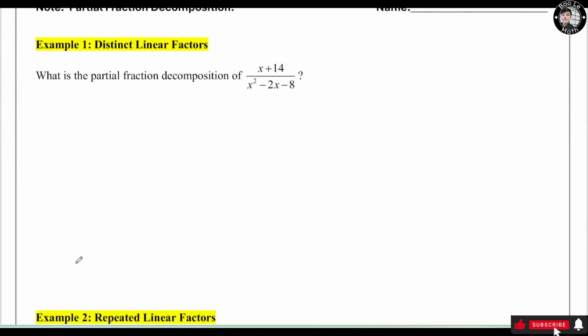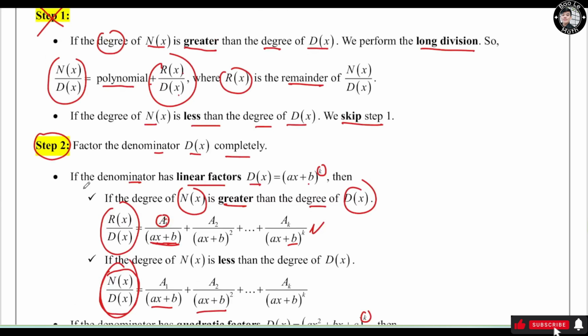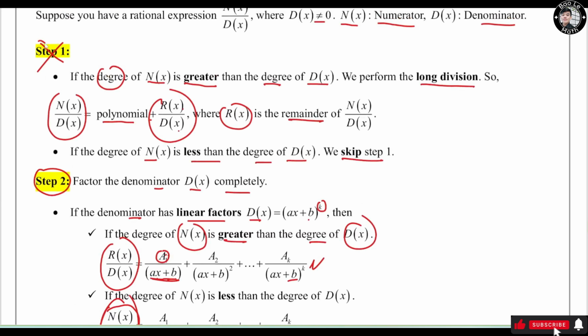Now let's move on to example number 1. What is the partial fraction decomposition of s plus 14 over s squared minus 2s minus 8? Now we're going to check the degree on the numerator and the degree on the denominator. Obviously, this guy is less than this guy, so we don't need to perform long division. So we're going to skip step number 1 and move on to step number 2.